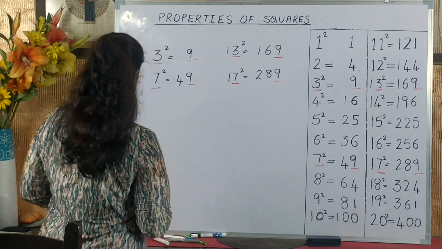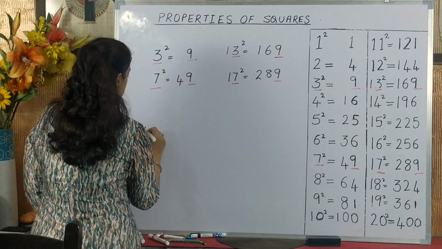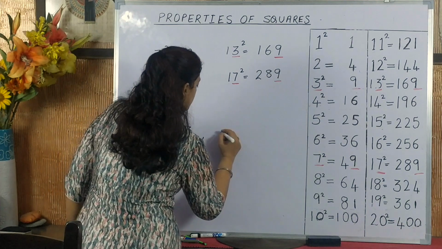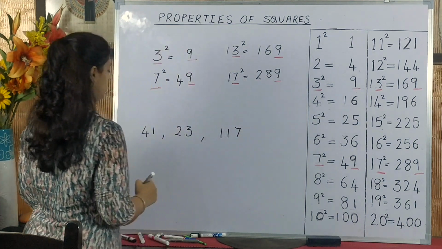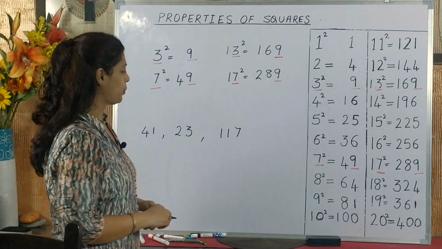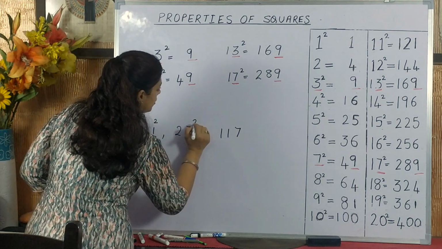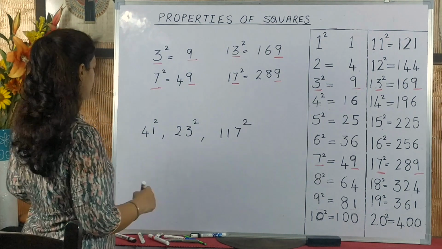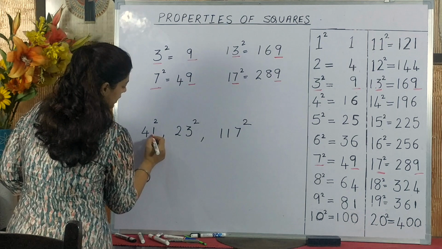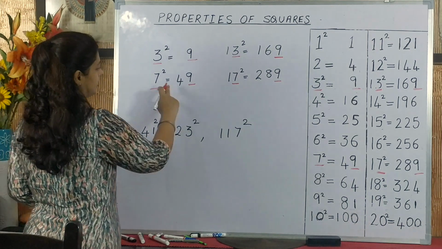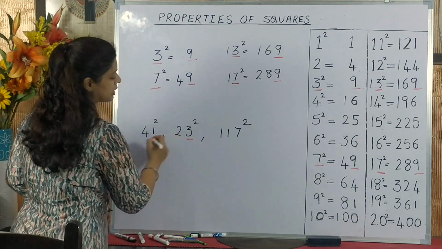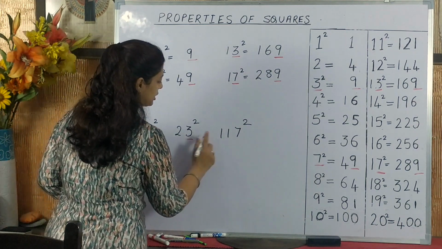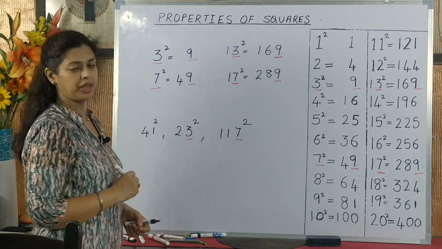Now for example, if I give you the numbers 41, 23, 117 and ask you to identify the squares of which of these numbers will have a 9 in the units place. So in such cases again we see the units digit of the numbers. If the units digit is 3 or 7, then only the squares will have a 9 in the units place. So over here we can see that 23 has a 3 in the units place and 117 has a 7 in the units place.